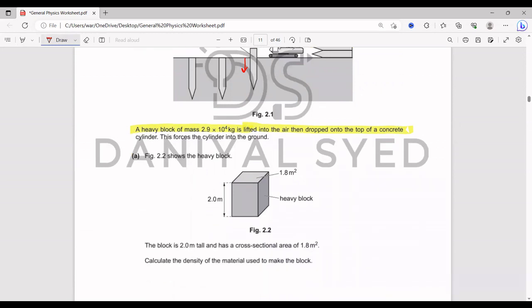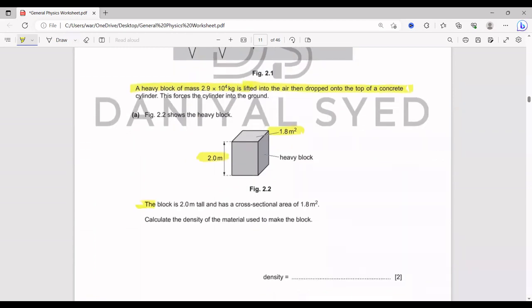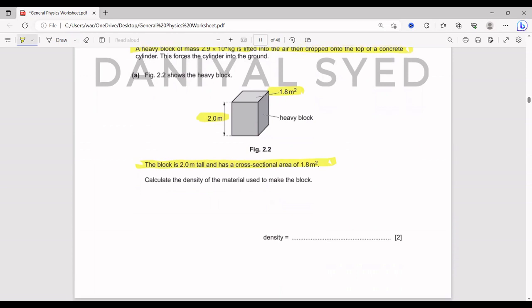So beta, this is a heavy block, and this is the area. This is the height of the block. Now, the block is 2 meter tall and the cross-sectional area is 1.8 meter square. Now you need to calculate the density of the material used to make the block. So how can you calculate the density?